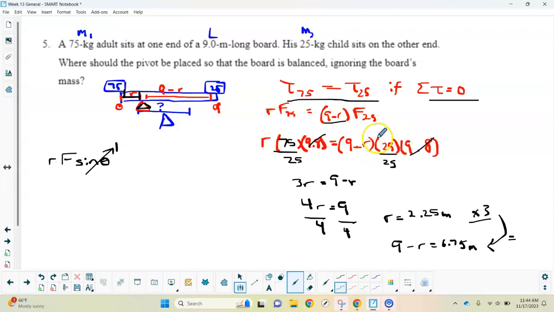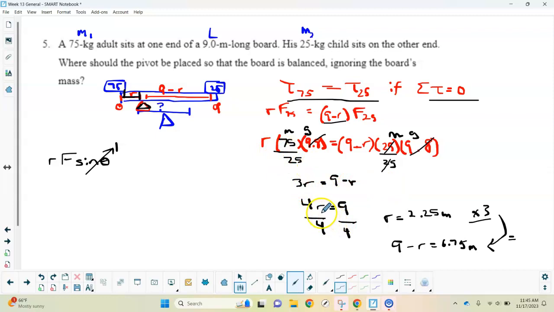The 75 and 25, that's mg, so this is the mass times the gravity for both of these. And then the gravities can just drop out because it's the same value. I divided both sides by 25 just to make the math a little easier. So if you divide by 25 over here, you just get 9 minus R. If you do 75 divided by 25, you get 3R, because it's 3 times R.